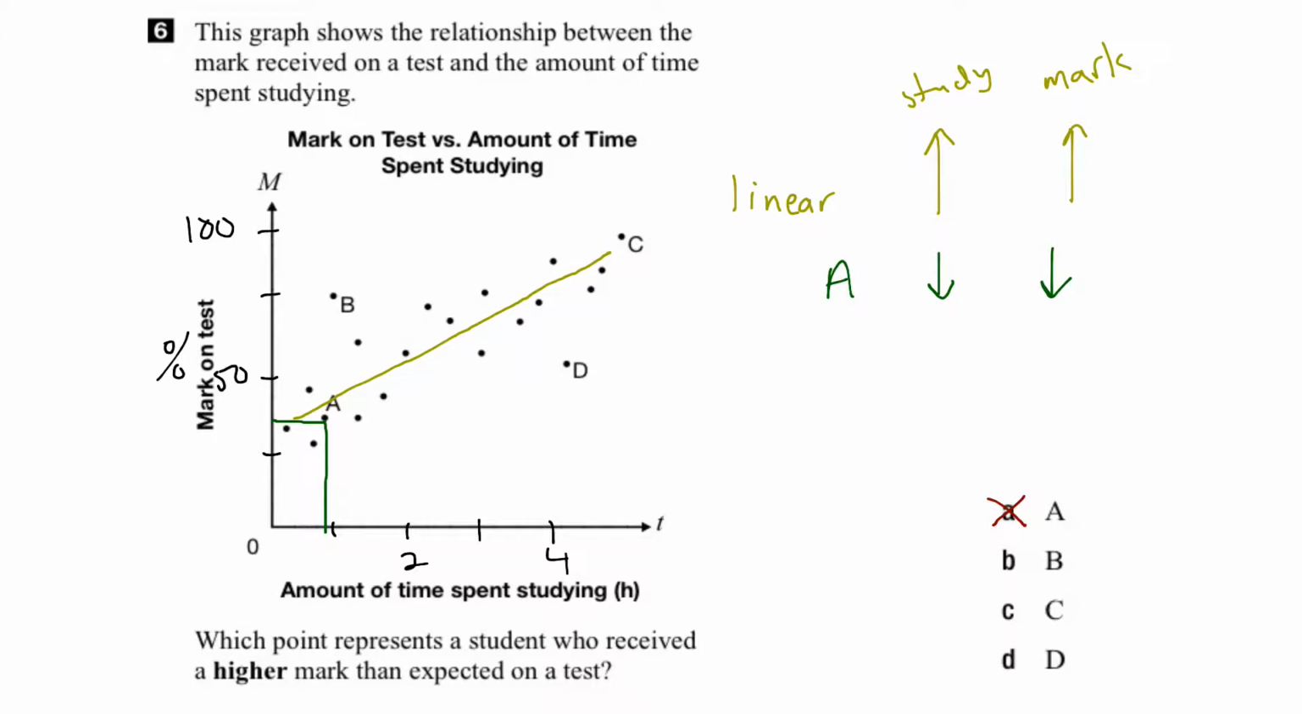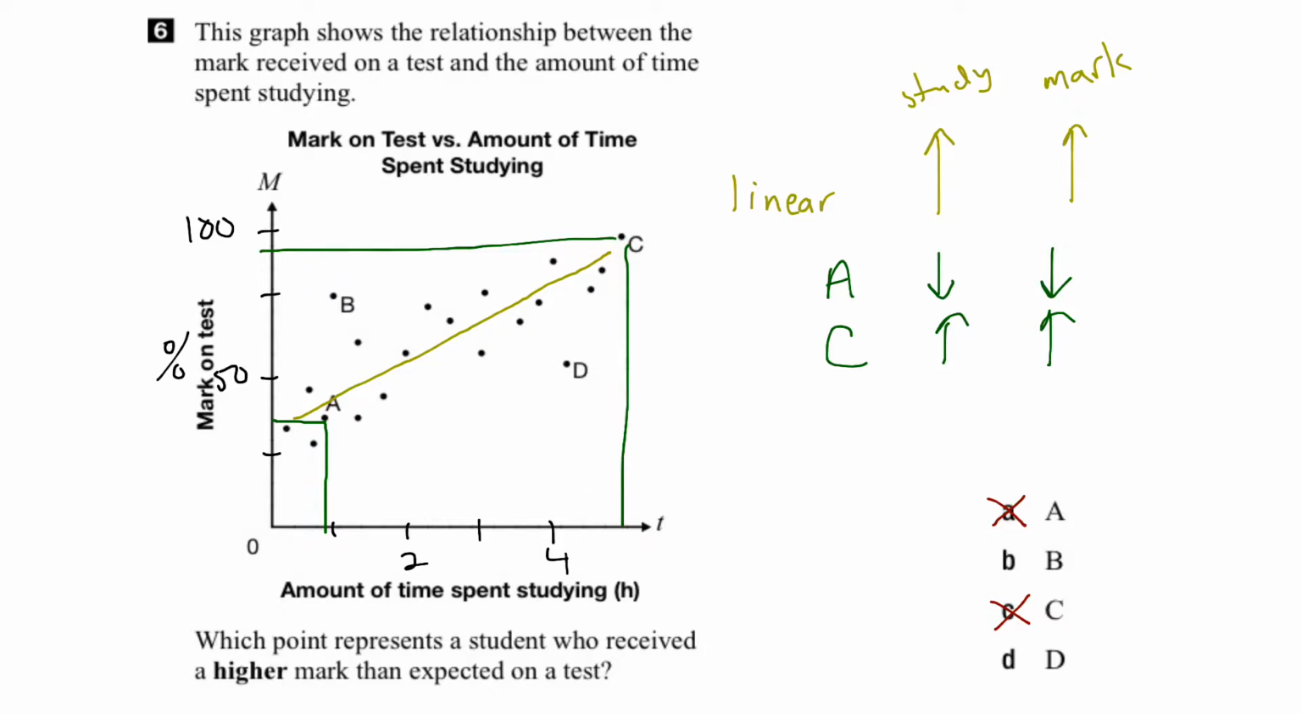Let's go to the other extreme. Let's look at student C. If we drew a perpendicular line down to the time axis and then over to the mark axis, we can see that this student spent a lot of time studying and got a really good mark. So for student C, a lot of time studying and a good mark. Now that is as expected. You'd think that the person who spent the most time studying would get a high mark. So it's not a higher mark than expected. Therefore, we know C is not the right answer. Again, even though C got a high mark, it is as expected because that student spent a lot of time studying.